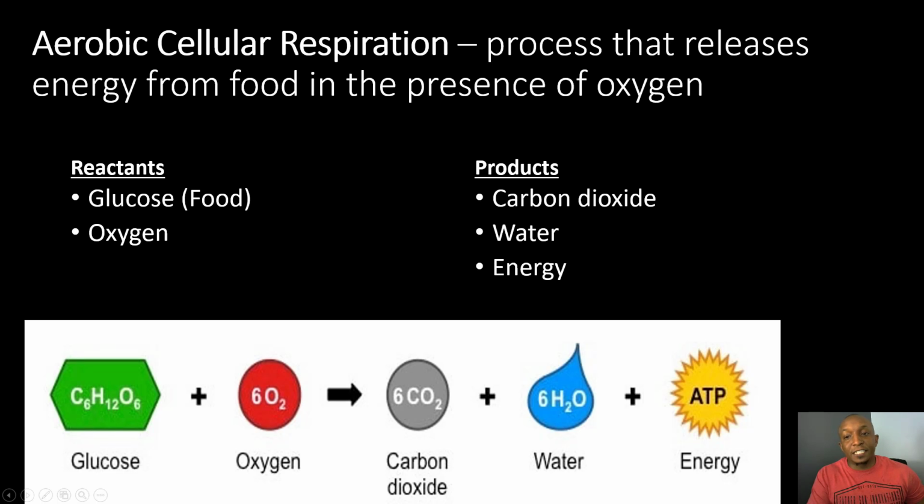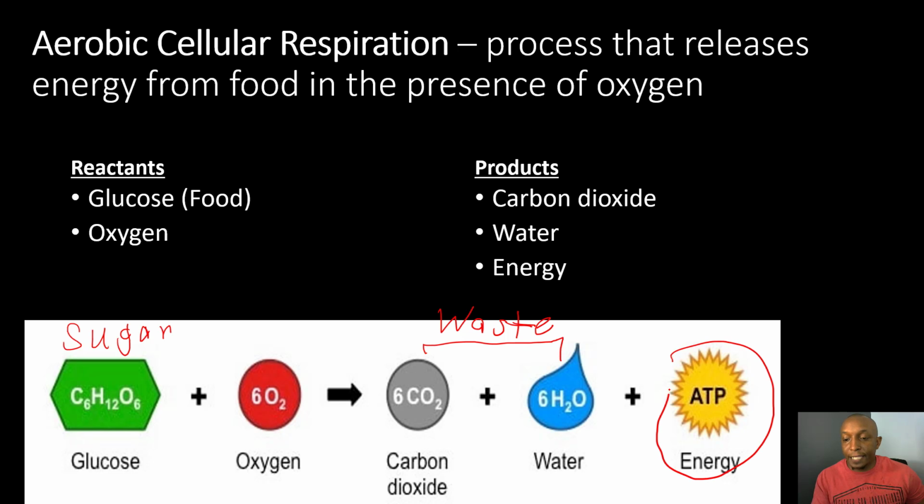Aerobic cellular respiration is the process that releases energy from food in the presence of oxygen. It starts off with two reactants, which are glucose, or sugar from the food that we eat, and oxygen. The three products produced are carbon dioxide, water, and energy. It's important to know that carbon dioxide and water are actually the waste products, while energy is made in the form of ATP, and ATP is what's used to help fuel our daily lives.